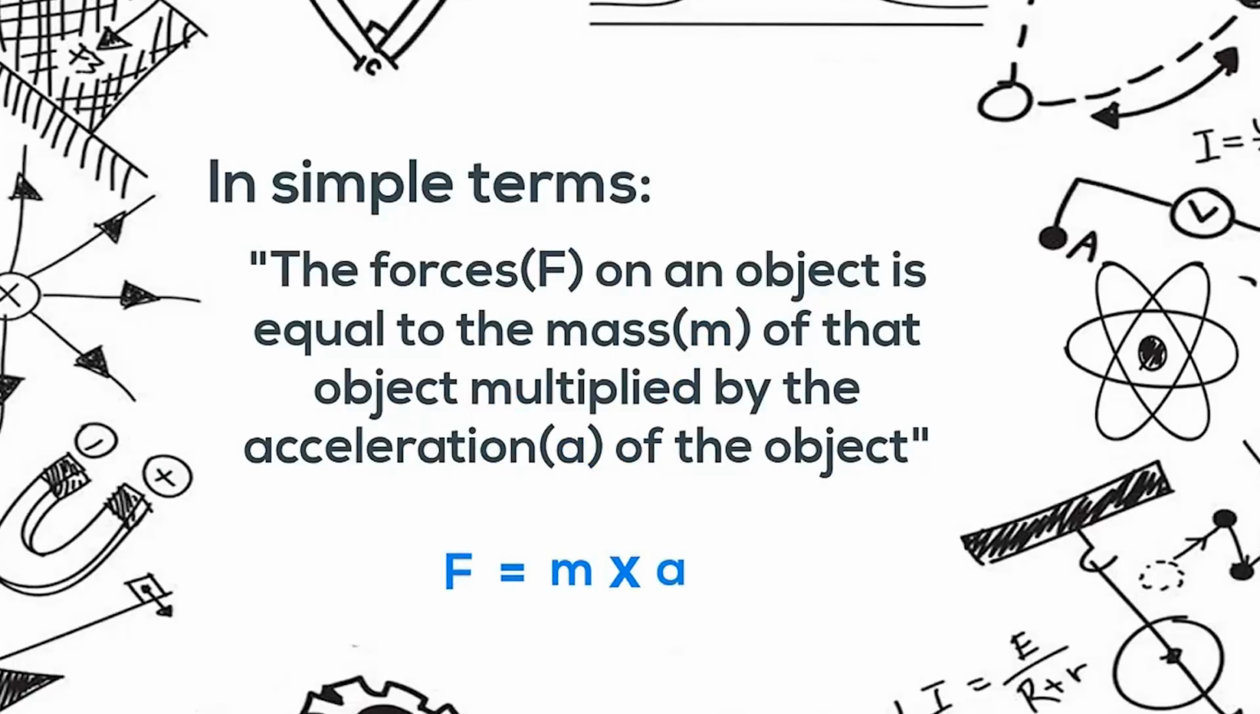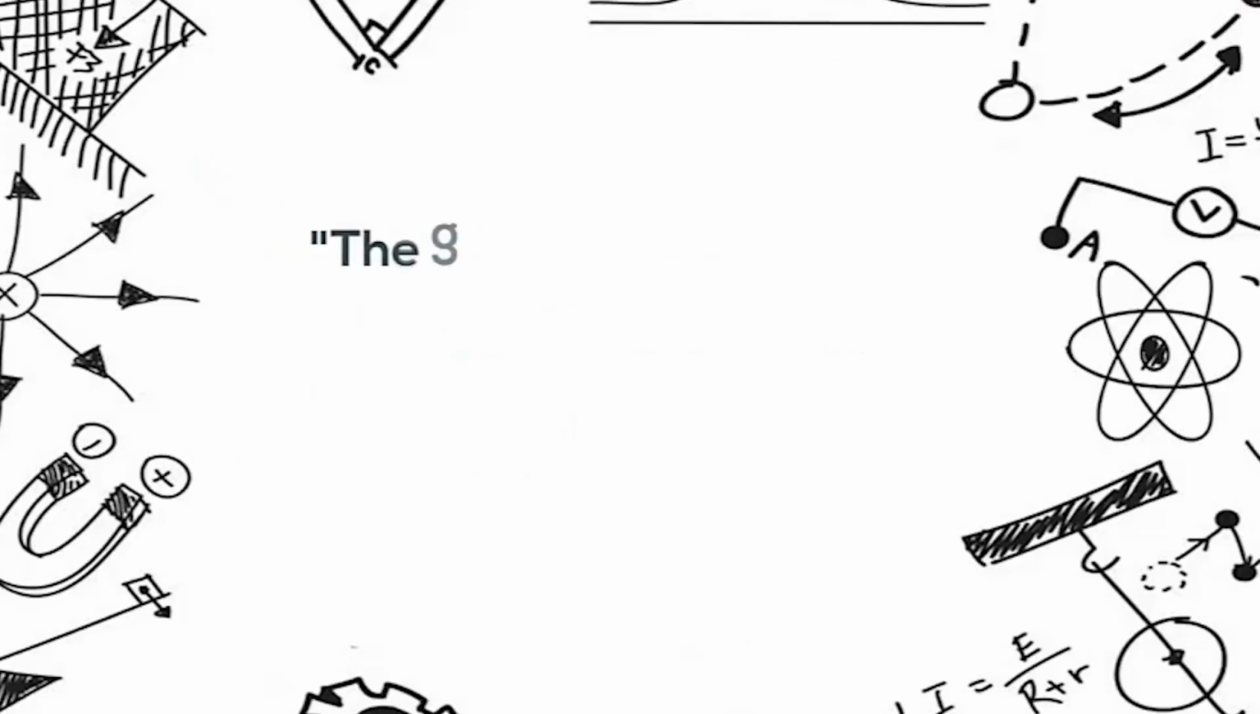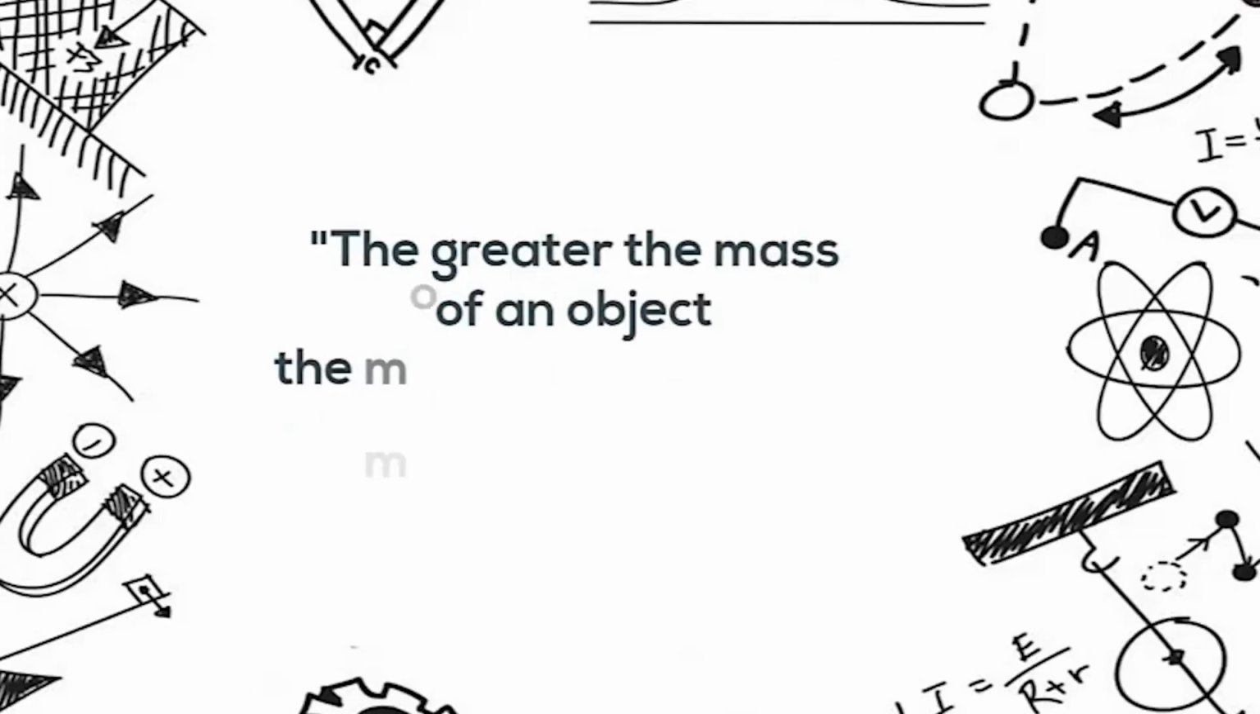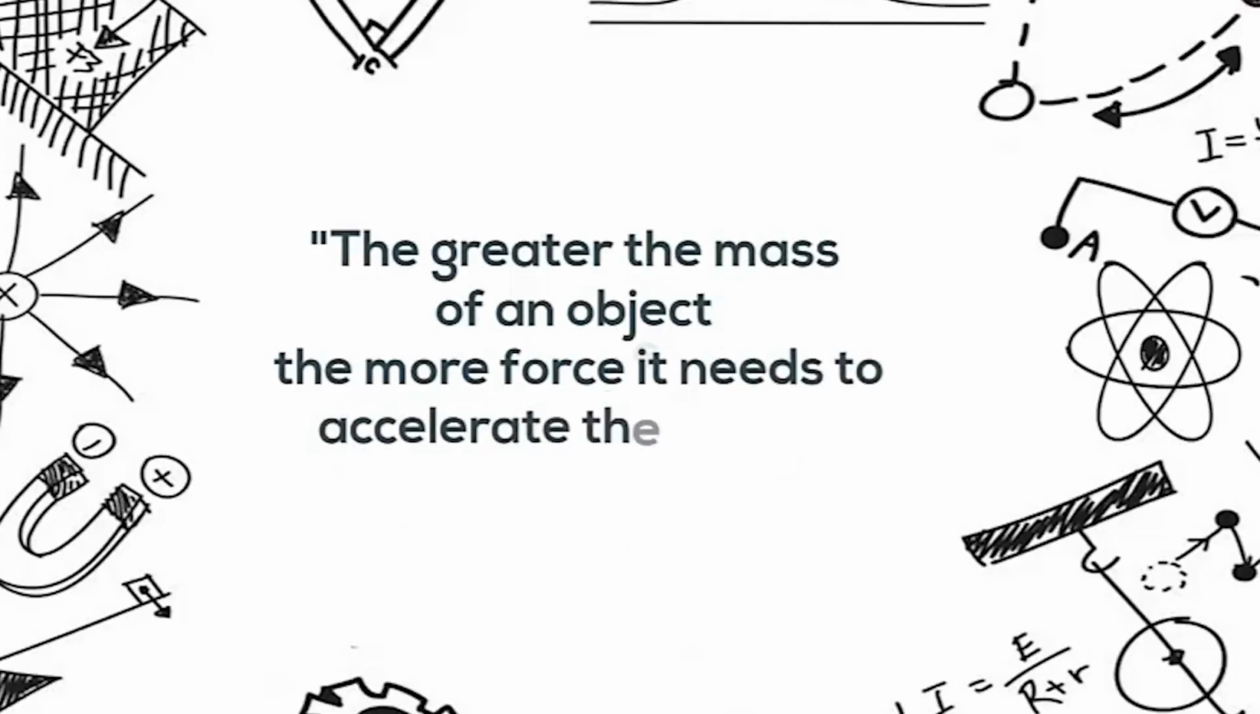F equals m times a, where Newton is the unit of force, kilogram is the unit of mass, and meters per second squared is the unit of acceleration. It also means the greater the mass of an object, the more force it needs to accelerate the object.